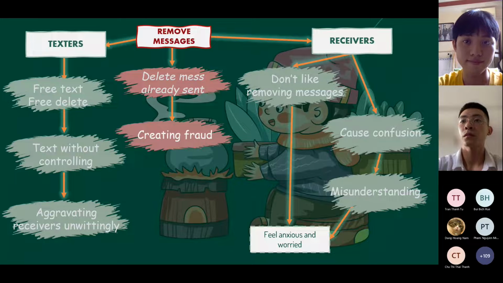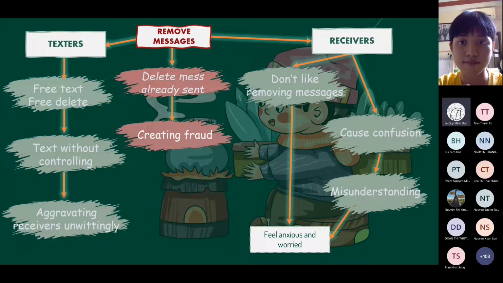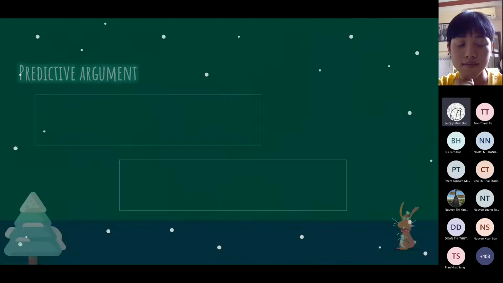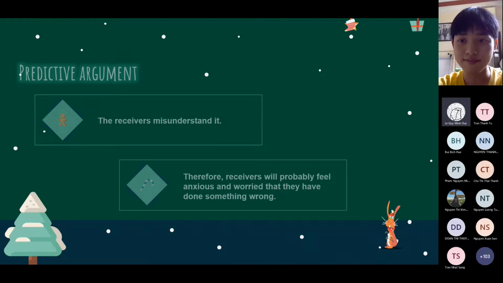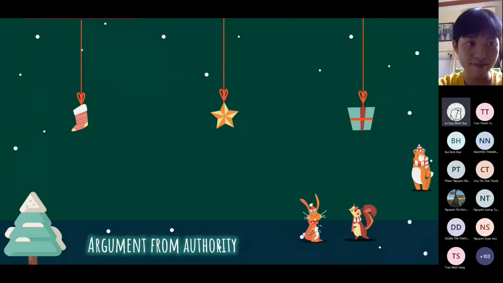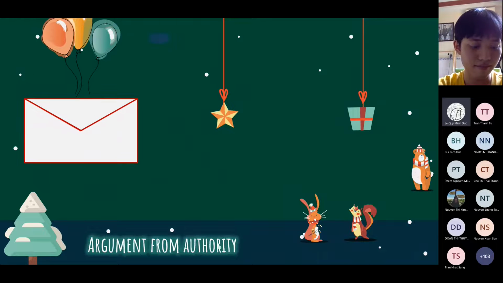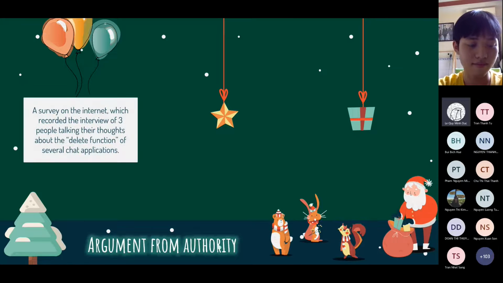Okay, hello everybody. My name is Đức and I'm in charge of the last two arguments to express to you all the cons of the remove function. From the previous argument, it declared that remove message can cause some misunderstanding, so it can possibly lead to some anxious feelings and they might think they have done something wrong. Indeed, from an article on the internet, some people have the same feelings as mentioned above.